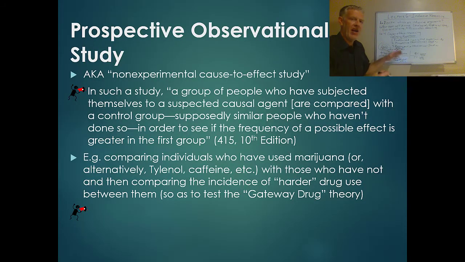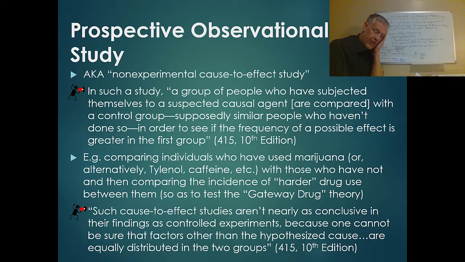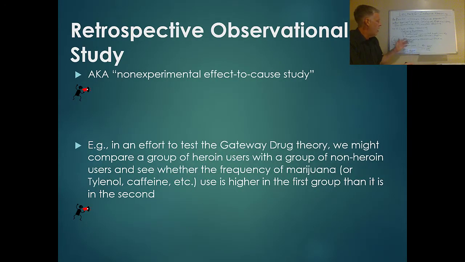Before we turn to the opposite, we want to point out what I mentioned at the bottom of slide 27, which they mention on page 415 of the 10th edition. And I already alluded to this earlier. Quote, such cause-to-effect studies aren't nearly as conclusive in their findings as controlled experiments, because one cannot be sure that factors other than the hypothesized cause are equally distributed in the two groups, end quote. Okay, so those related factors might be skewing things.